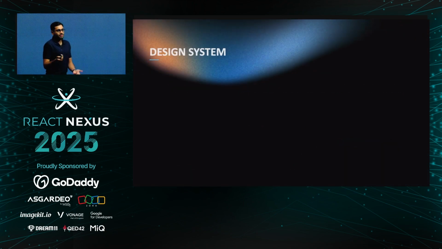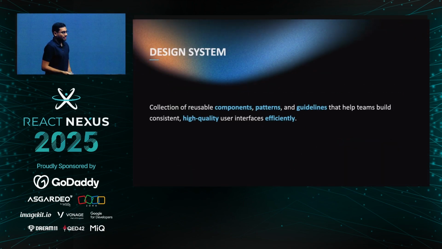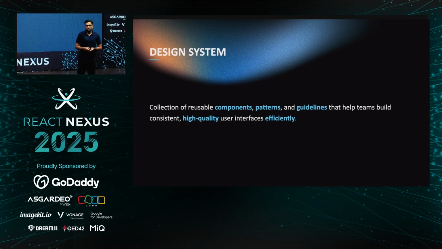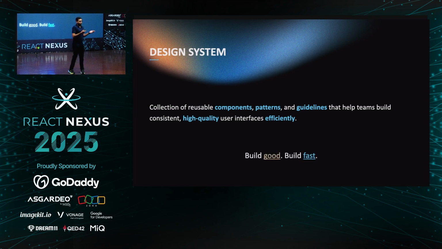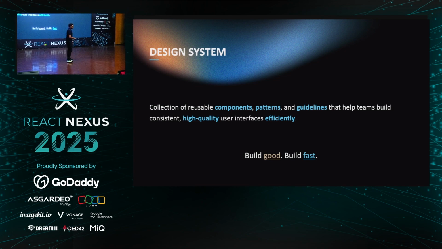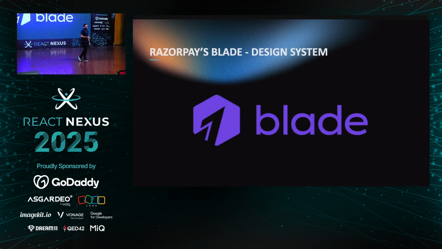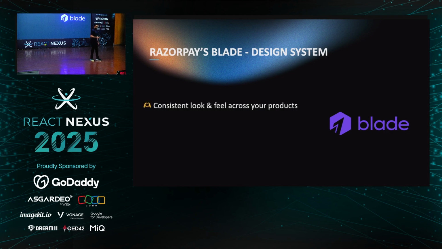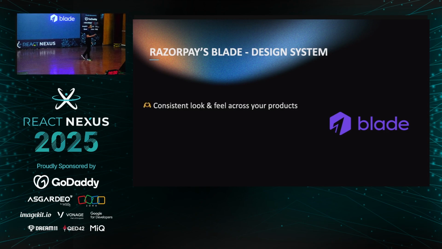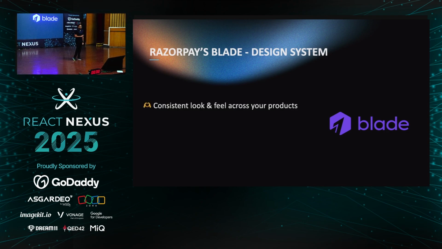First up, what's a design system? It's basically a collection of reusable components, patterns, guidelines that help teams build high quality user interfaces efficiently. To sum up, build good, build fast. So at Razorpay, we built our own design system called Blade. Blade helped us achieve consistent look and feel across all of our products.